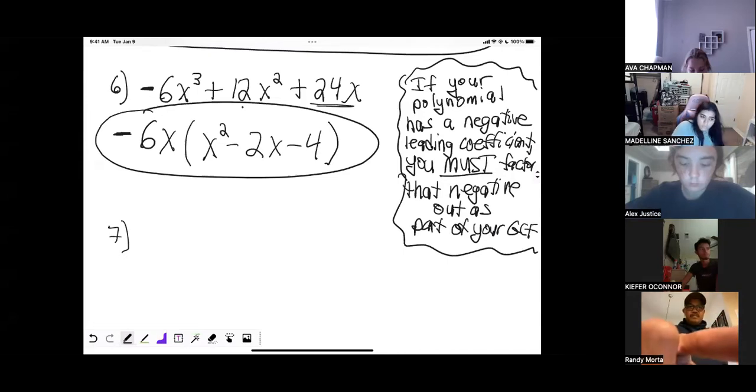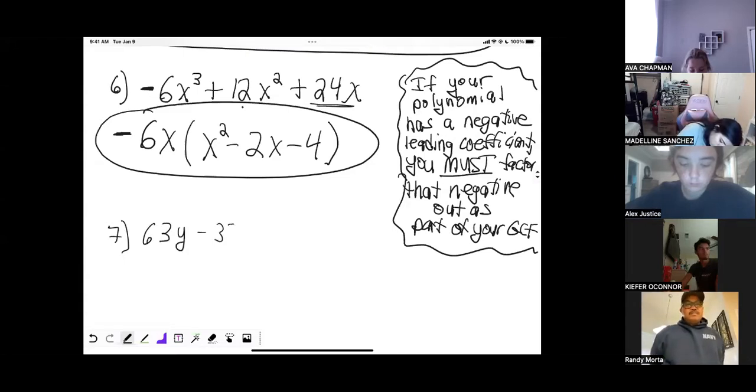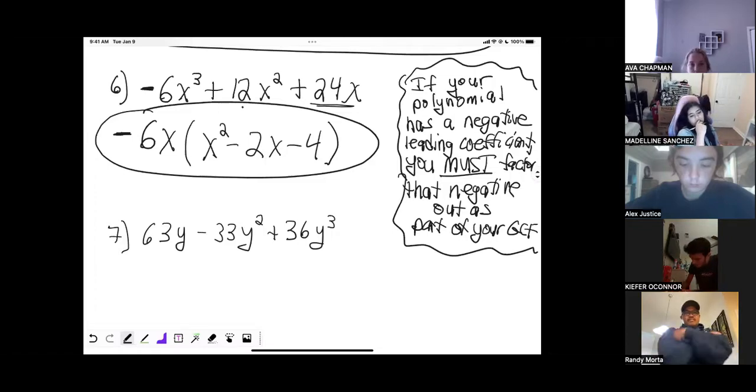Seven. 63y minus 33y squared plus 36y to the third. Now, interesting, that's not even in standard form. All the ones that we talked about, which I haven't mentioned before, were standard form. So I would not leave it that way.